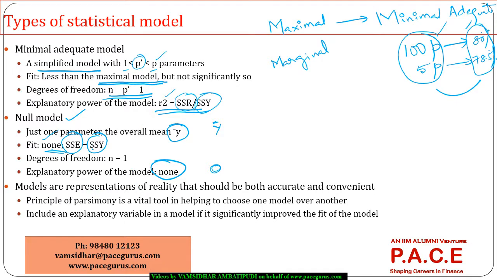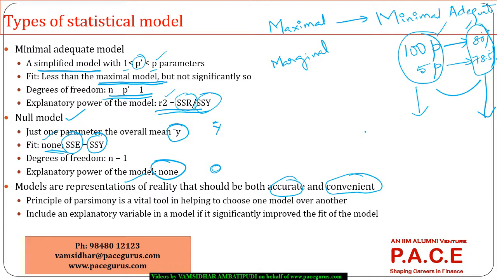And so these are the different kinds of statistical models that we can very well think of. But whatever is the model that we are using, we have to understand that the model is a representation of the reality. So on one side, it should be accurate. The accuracy of the model should be much higher, and at the same time it should be convenient, meaning it should not be so complex. It should be simple enough. These are two contrasting features.